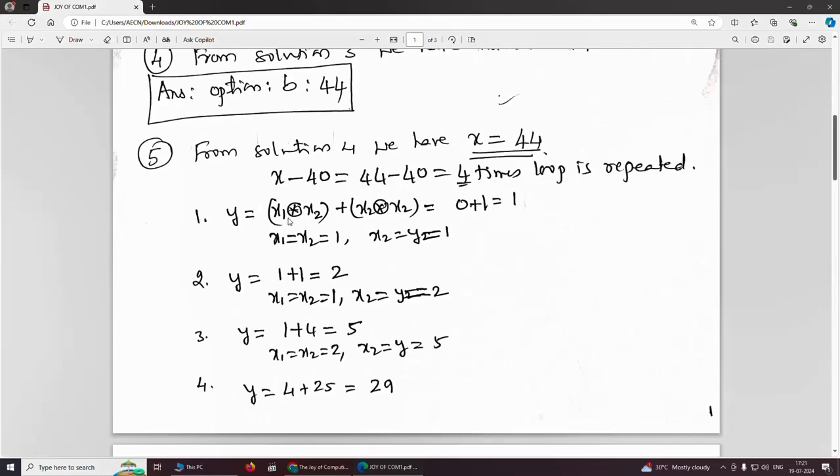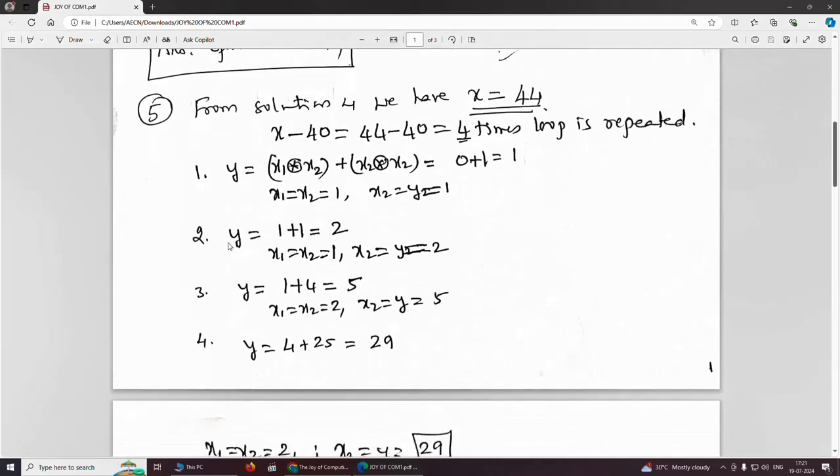So y equals x1 multiplied by x1 plus x2 multiplied by x2. Initially x1 value is 0 and x2 value is 1. Therefore y value is equal to 1. So now x1 equals x2 equals 1, and x2 equals y, which is 1. Therefore in the next step, the second step, y equals 1 plus 1.